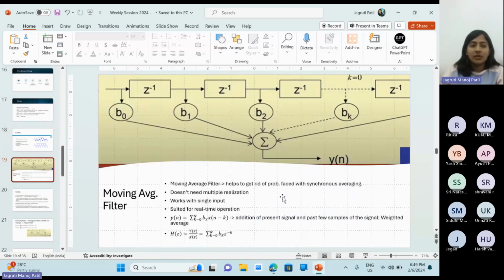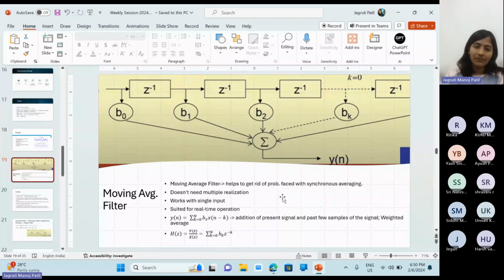Okay, so this was all about ensemble averaging, time averaging, and then what was the last one? I guess synchronized averaging. So next, something called moving average filters. For this one, I suppose that you know something about Z transforms.